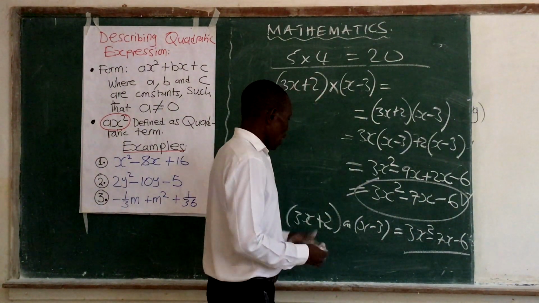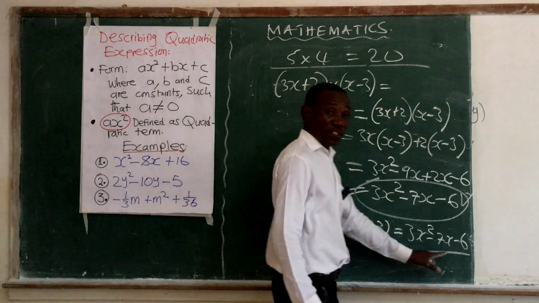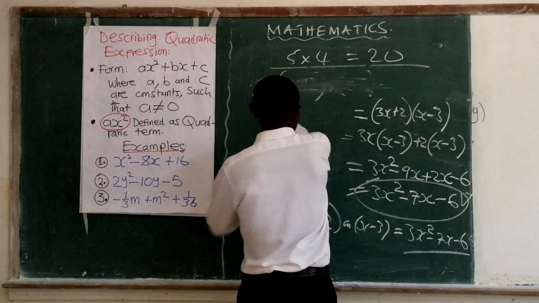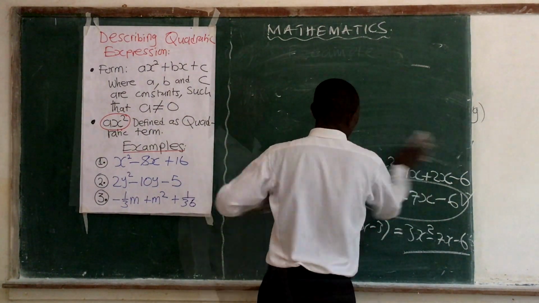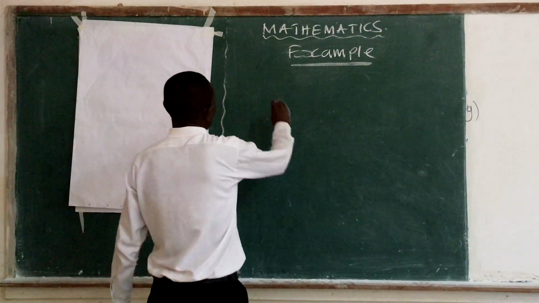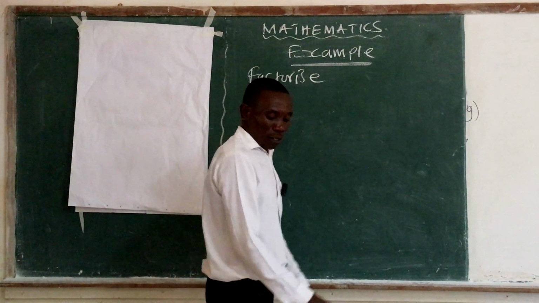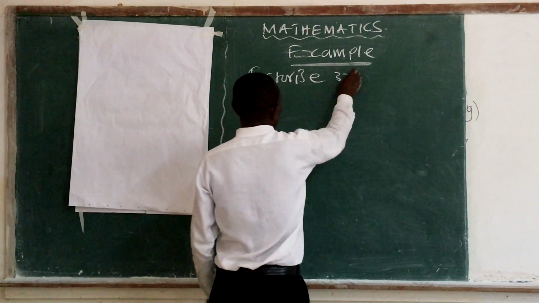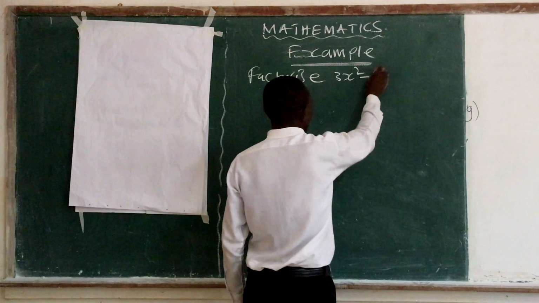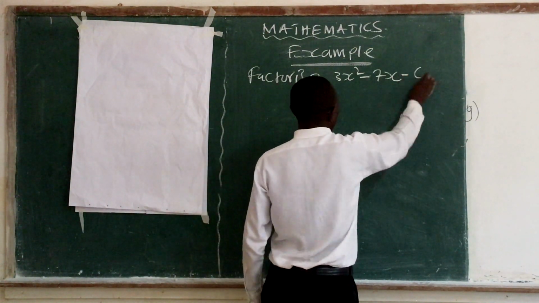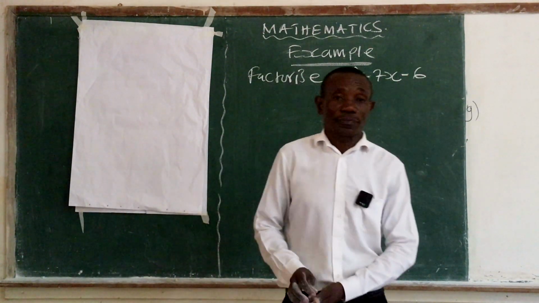For example, I know that this multiplied by this one gives me this. But now the problem I'll have will be like this: factorize 3x squared minus 7x minus 6.